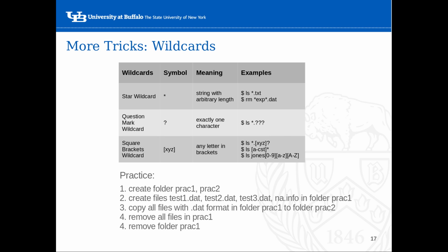Any questions? So what we do is just two things: create a folder, track 1, track 2, and create several files: pass1, pass2, pass3, and an info file. They have different names.